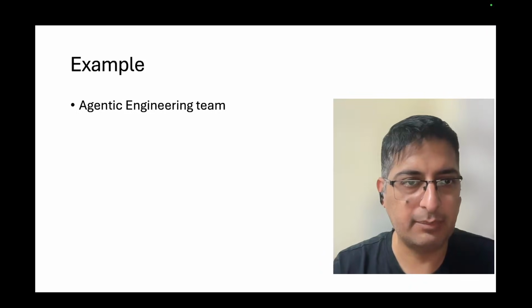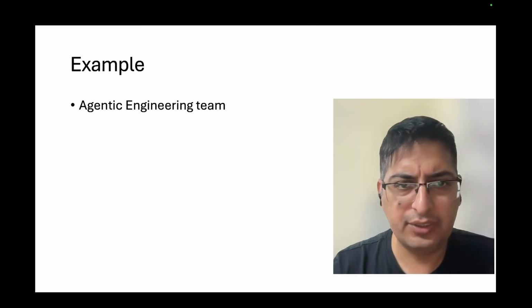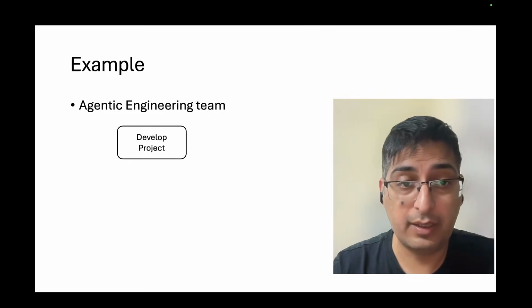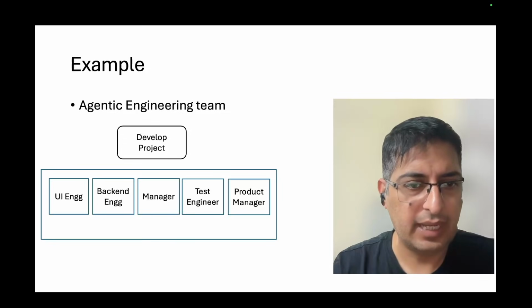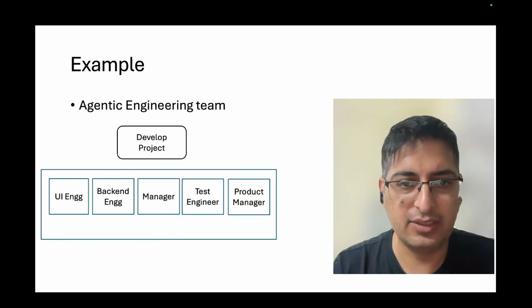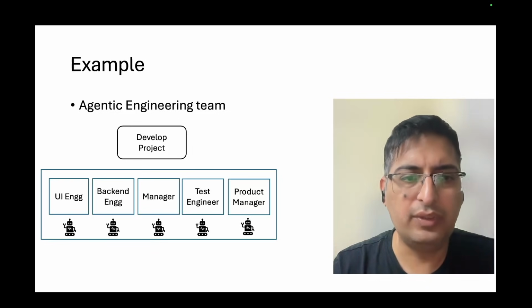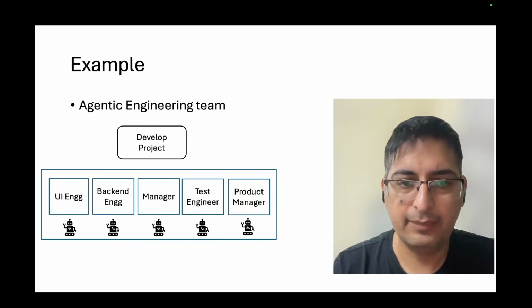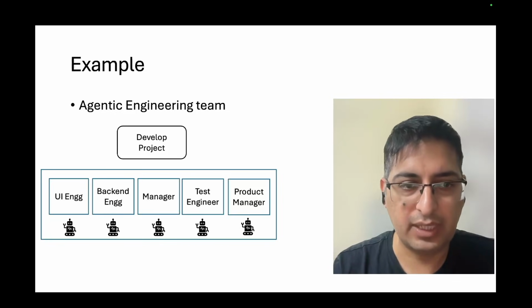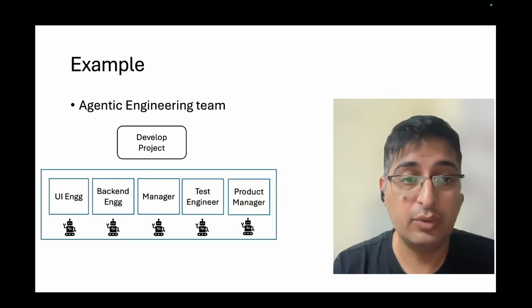Let us see this with an example. Let us talk about an agentic engineering team. So our goal is to develop a project. There will be multiple agents which will be required to do that: UI engineer, backend engineer, manager, test engineer, product manager. Each of these roles will be done by an agent. That's the persona they will acquire. They will work with each other to develop the project.